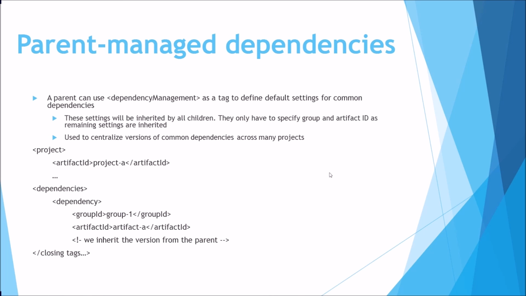We mentioned dependencies or inheritance, and we saw the dependency management tag a few slides up, but we didn't really go into depth on it. So we can have parent managed dependencies. A parent can use the dependency management tag to define default settings for commonly used dependencies. And these settings will be inherited by children. Children then only have to specify the group ID and artifact ID, and the rest of the settings are inherited. So we can also override inheritance settings if we need to, but we can get rid of the version tag, right? So we see down here an example, we have dependencies, plural, dependency, our GAV, group ID, artifact ID, but we see that the V is missing because we inherit the version from the parent.